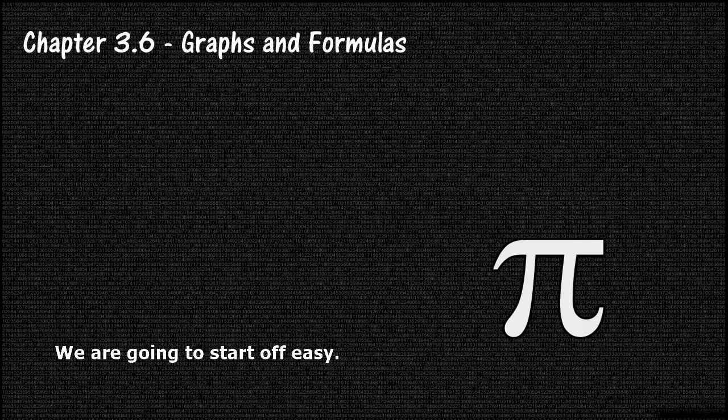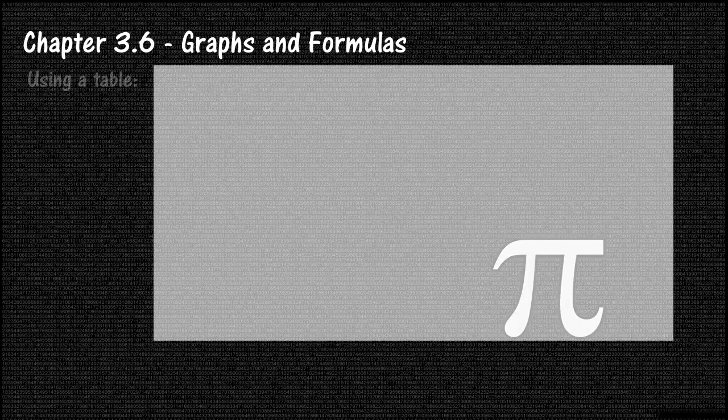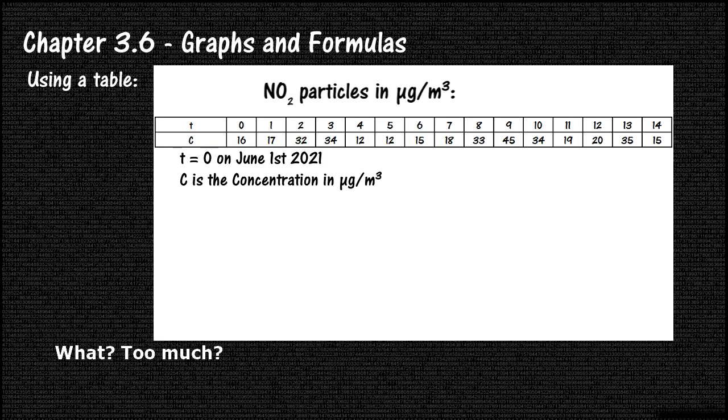We're going to start off easy. We'll be making a graph using the data in this table. This table shows us the average of NO2 particles per day measured in microgram per cubic meters over 2 weeks of June 2021, with t equal to 0 set on June the 1st. What? Too much? Okay, I will tone it down a notch.